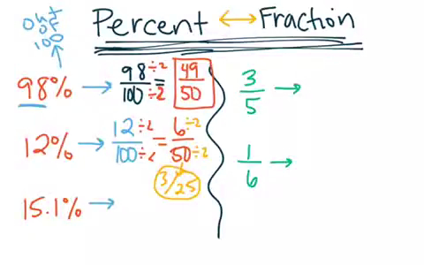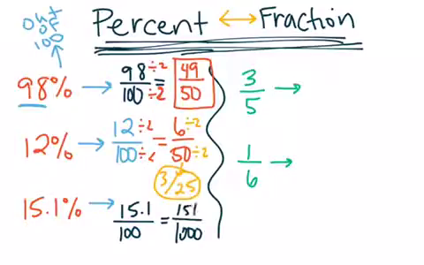Last example looks a little different, so we're looking at 15.1%. In this case, we're going to write 15.1 over 100, and that's okay to have that decimal in the top number. If it makes you feel a little weird, you could write this over 1,000, and it would become 151 over 1,000. And the reason why that's okay is because when you add that 0 to the 100, you're technically multiplying by 10. When you multiply 15.1 by 10, you're moving that decimal point over one space, which gets you to 151. Now let's take a look at changing fractions to percents.